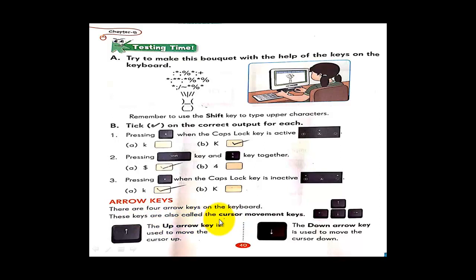These four arrow keys are also known as the cursor movement keys. Now let's see the first key, that is the up arrow key. The arrow pointing up like this. This is known as the up arrow key.